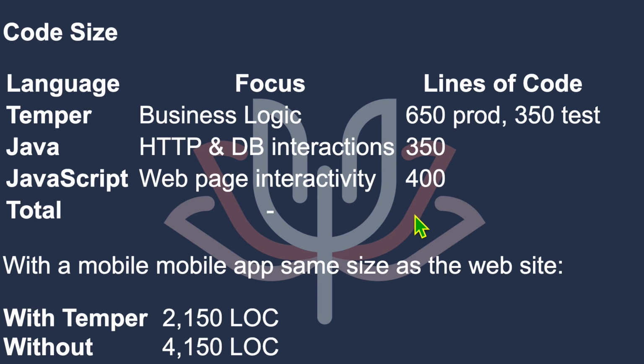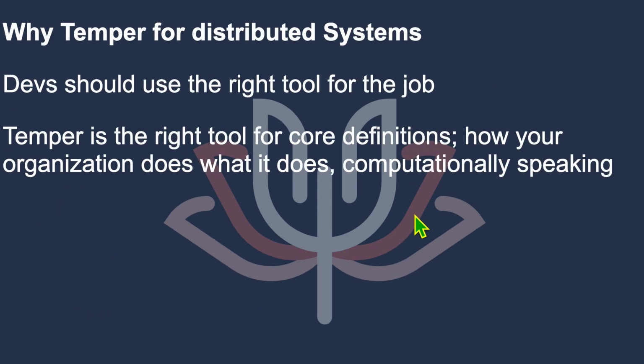With Temper, you change once, test once, and push library updates to many teams. Something that can be achieved by developers without engineering management stepping in. Having a single source of truth for your distributed system semantics lets you focus effort on producing one well-tested, high-quality implementation.